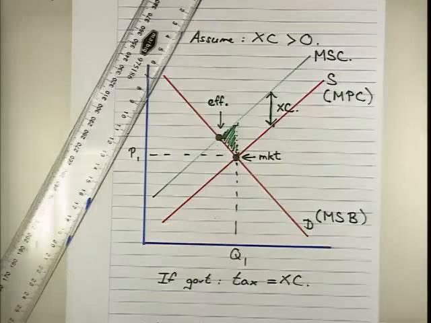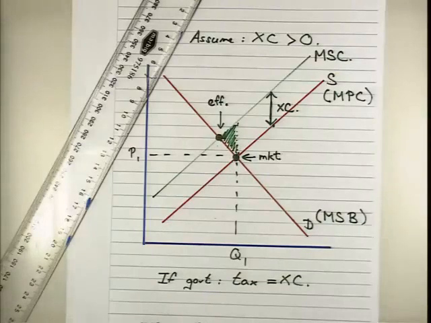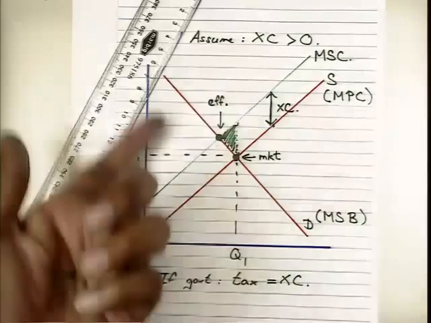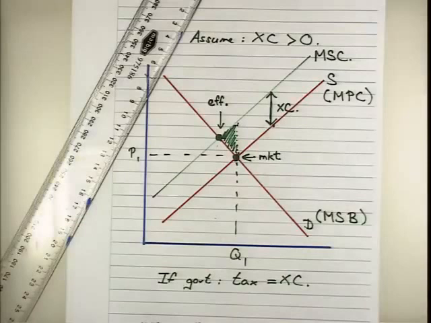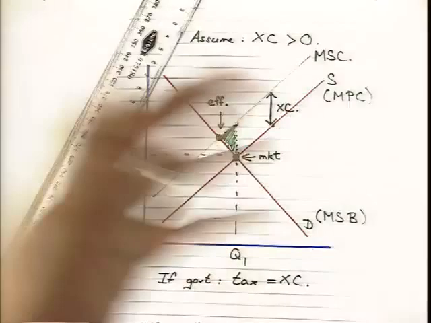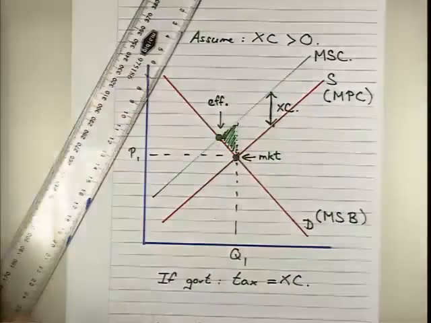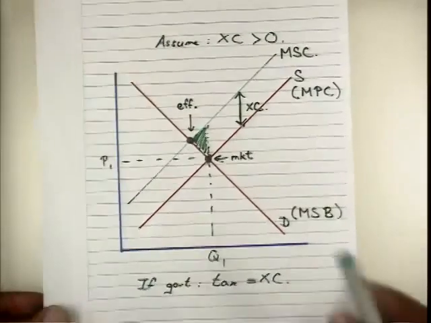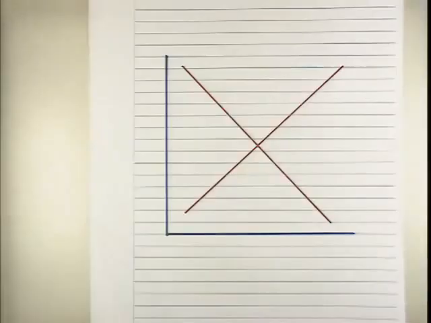So there are cases where government intervention makes the market inefficient. There are cases where government intervention makes the market more efficient, in the case where the market ignores some sort of externalities. I won't draw the one for external benefit. Let's go on to something else now. You don't need to draw this.